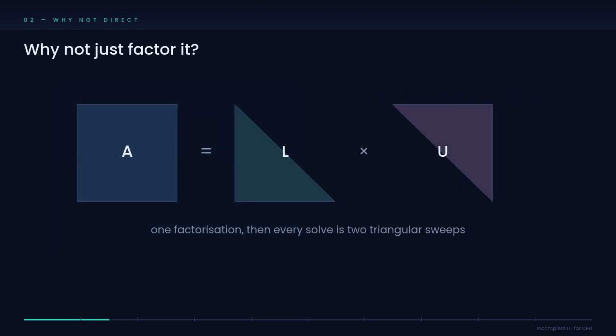The obvious move is to solve the system exactly. Gaussian elimination, written in matrix form, factors A into a lower triangular L and an upper triangular U. Once you have them, each solve is 2 cheap triangular sweeps. So why not do that and go home?